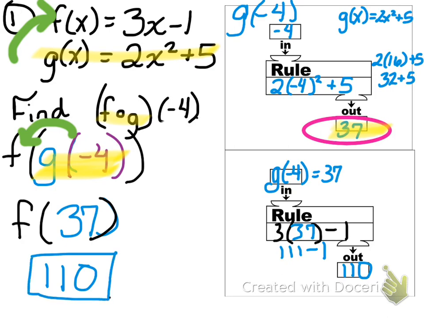So again, the process when you're dealing with a composite function is you start at the back and work your way forward. You're working this way on that composite function. You take the thing at the end, the last parenthesis, and plug it into the function right before it, and then you take that answer and plug it into the function in front of that.